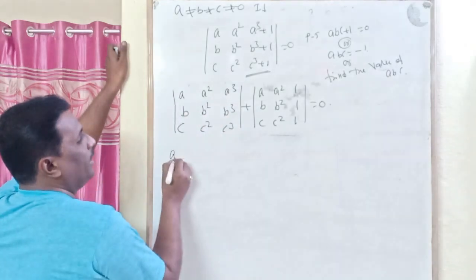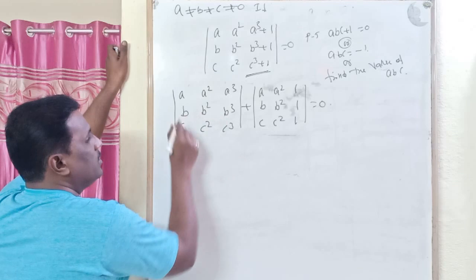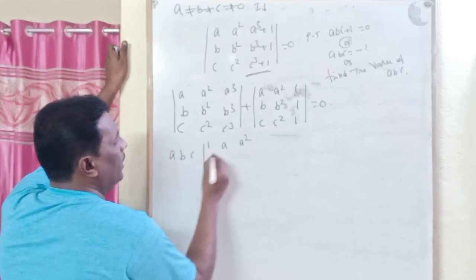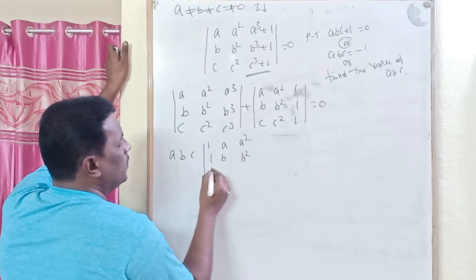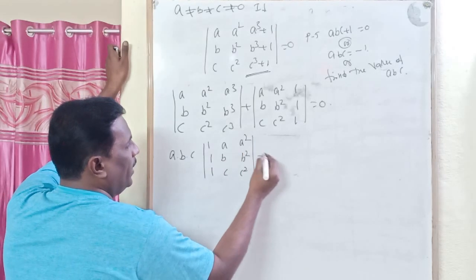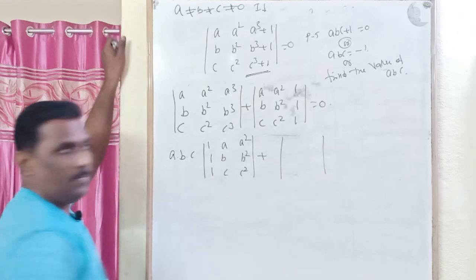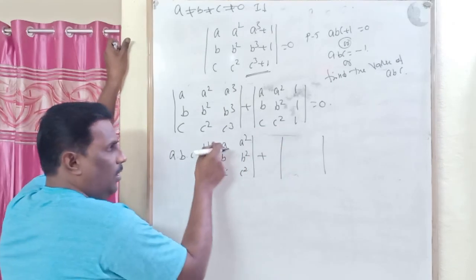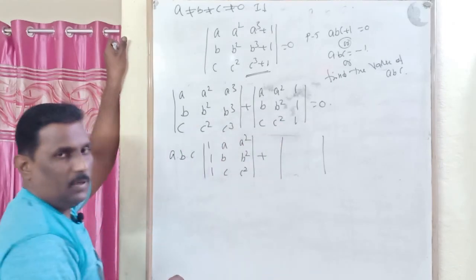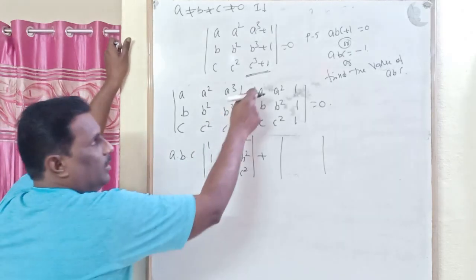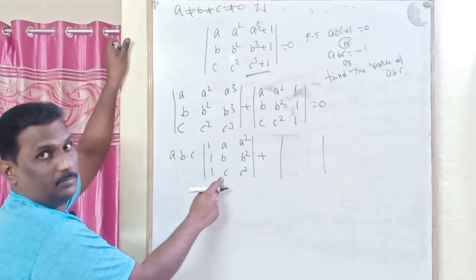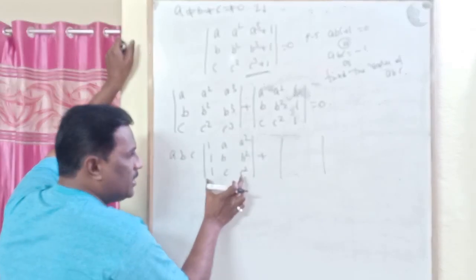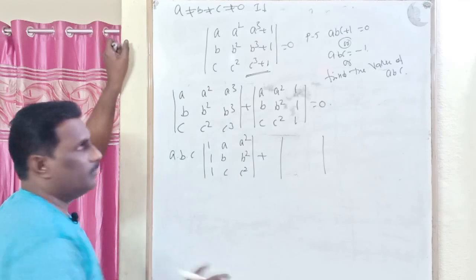In the first row, A can be taken as a common factor, second row B, third row C. So 1 A square, 1 B square, 1 C square plus. You look at this determinant, columns are same but the positions are different. The first column is the second column here. So what I am trying is, I am trying to get the same determinant here if possible.